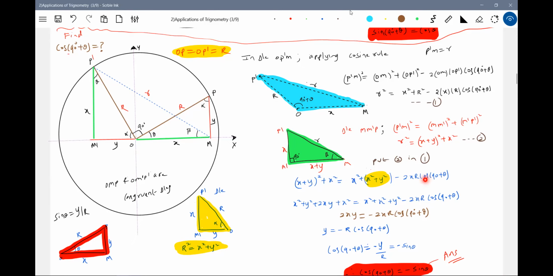Keep it here. So we'll expand this using the a plus b whole square formula, x plus y whole square. So x square plus y square plus 2xy plus x square is equal to x square plus y square, minus this one. Now I think this x square will cancel. So what will be left over? 2xy minus 2xR cos of 90 plus theta. The 2x gets cancelled. So y is equal to minus R cos of 90 plus theta. So cos of 90 plus theta, let me write it as minus y by R.